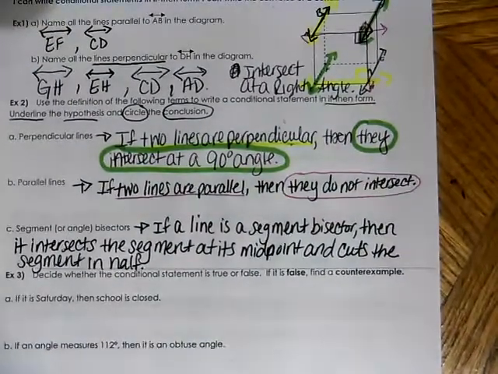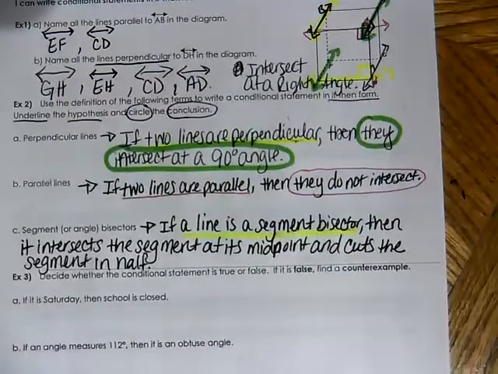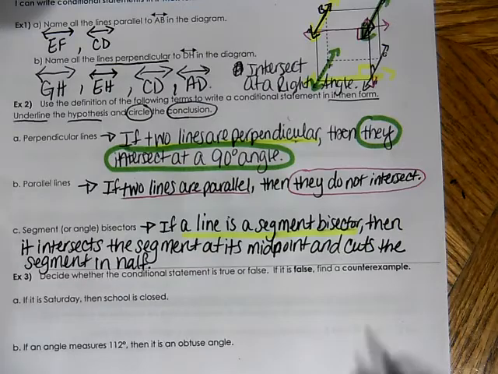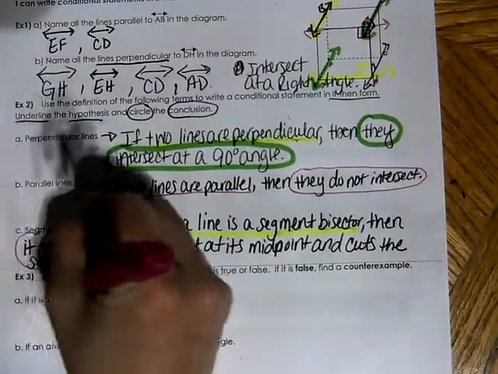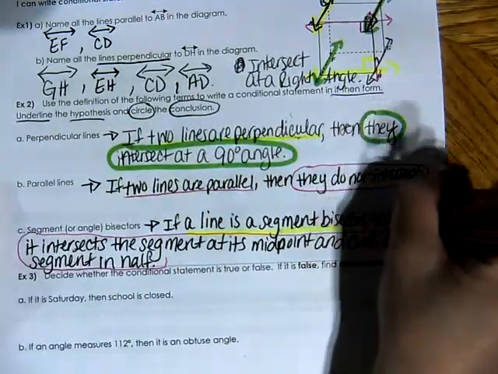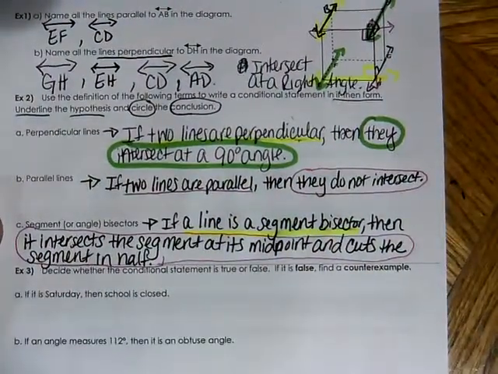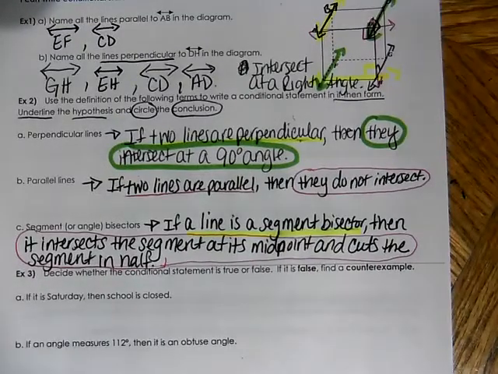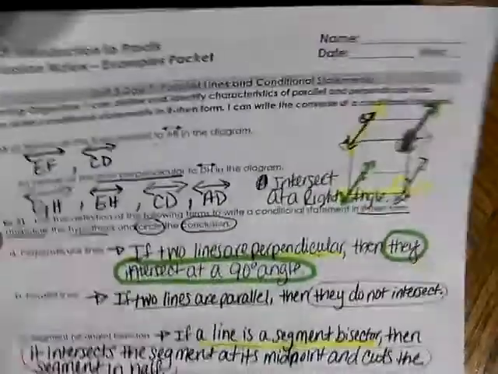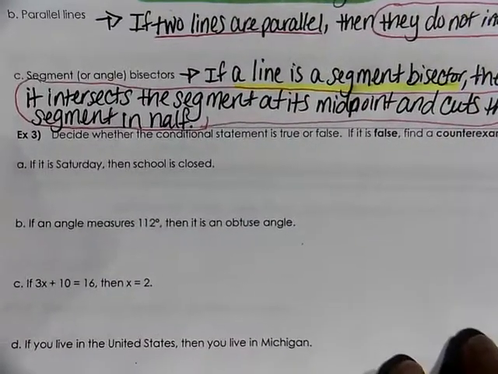So what we would say is that a line is a segment bisector would be our hypothesis, with the conclusion being it intersects the segment at its midpoint and cuts the segment in half. You could simply say it cuts the segment in half. That's perfectly fine as well. But what we're doing is taking definitions of terms and turning them into if-then statements. And that's what you will see a lot in this unit, taking ideas and turning them into if-then statements that can either be true or false.